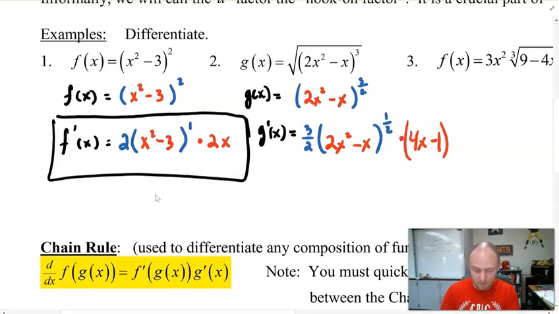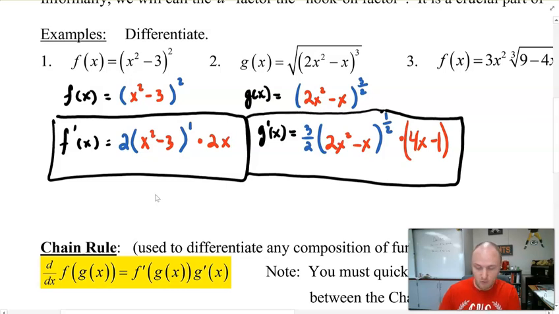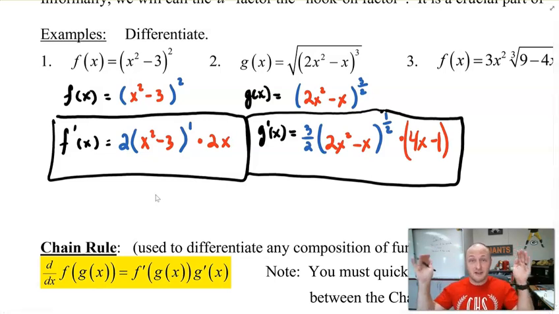Pretty simple, right? Here's the main idea that I want you to say with me. Derivative of the outside times the derivative of the inside. Say it with me. Derivative of the outside times the derivative of the inside. Do the hand motions with me too. Derivative of the outside times the derivative of the inside. Very essential.